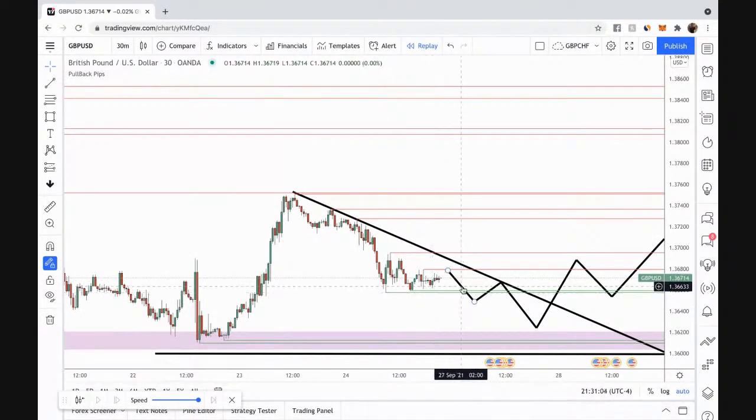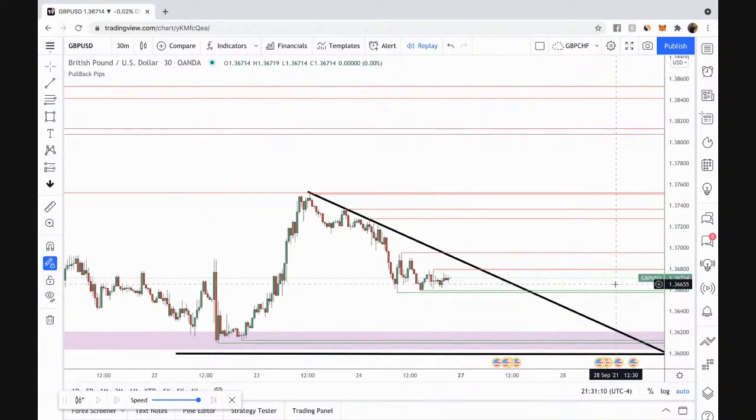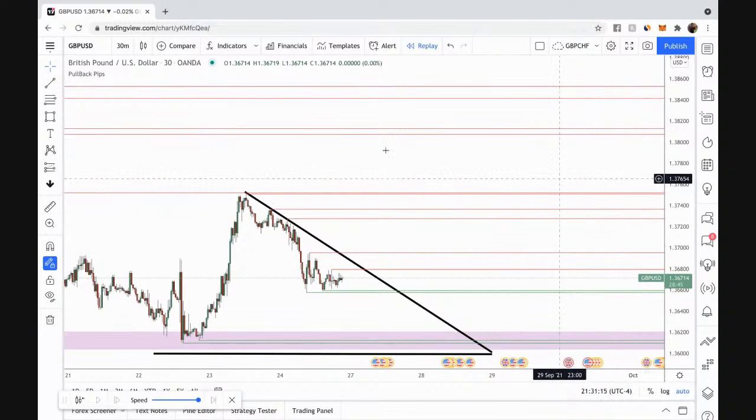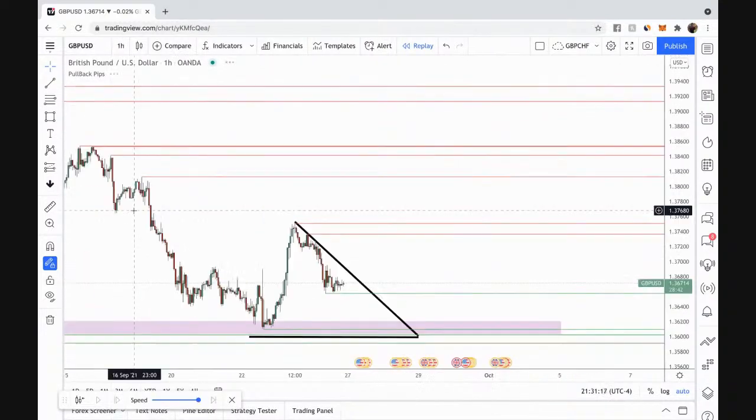Right now, GBP USD, it doesn't look too good just because it's just consolidating, right? It's just consolidating. So what I would do for you guys, if I were you, I would literally grab my 1 hour time frame with GBP USD.